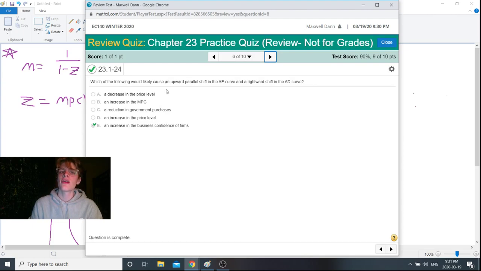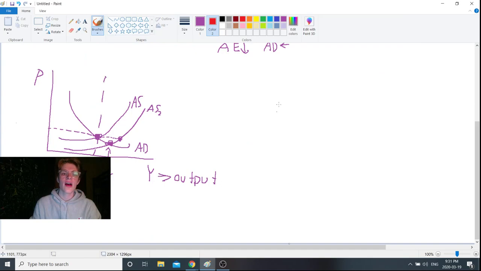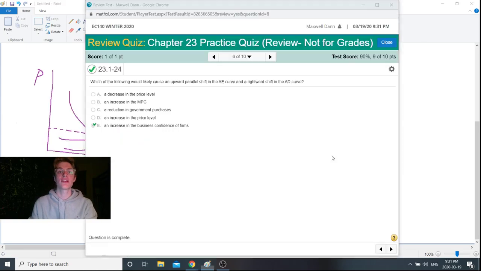Which of the following would likely cause an upward parallel shift in the AE curve and a rightward shift in the AD curve? So a lot of these things shift the AE curve, but they don't actually affect the AD curve. Like price level, remember that our AE curve, we have a different one for every price level, but we only have one for AD, because our AD curve looks like this, and it maps all the given price levels for GDP. So at this price level, that's our GDP, and at this price level, that's our GDP, etc. So a shift in price level won't move this curve at all.